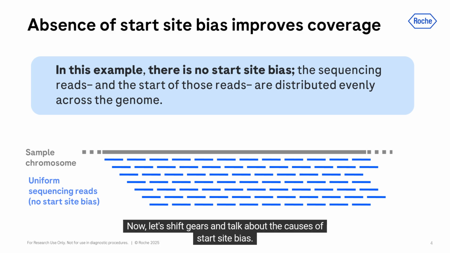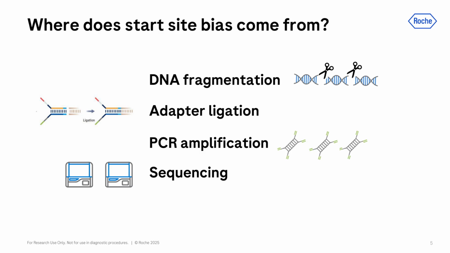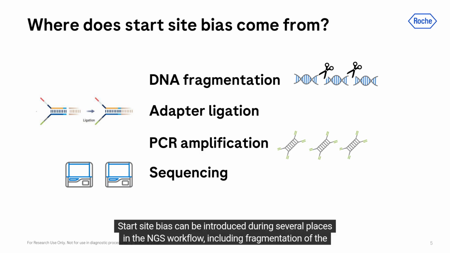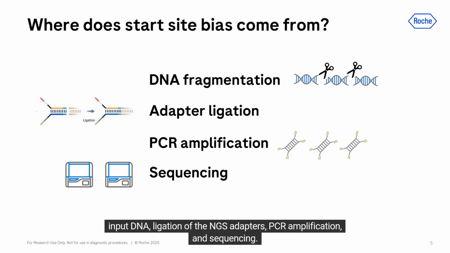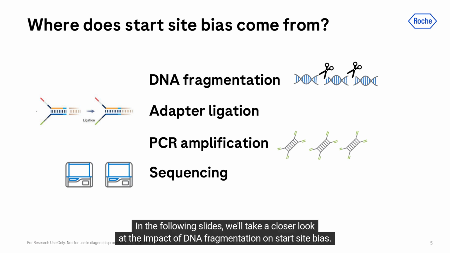Now, let's shift gears and talk about the causes of start site bias. Start site bias can be introduced during several places in the NGS workflow, including fragmentation of the input DNA, ligation of the NGS adapters, PCR amplification, and sequencing. In the following slides, we'll take a closer look at the impact of DNA fragmentation on start site bias.